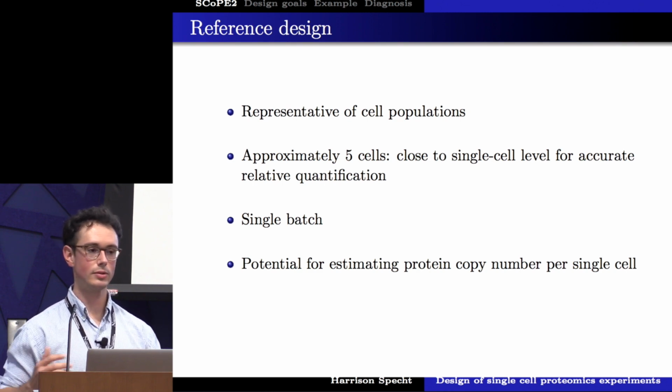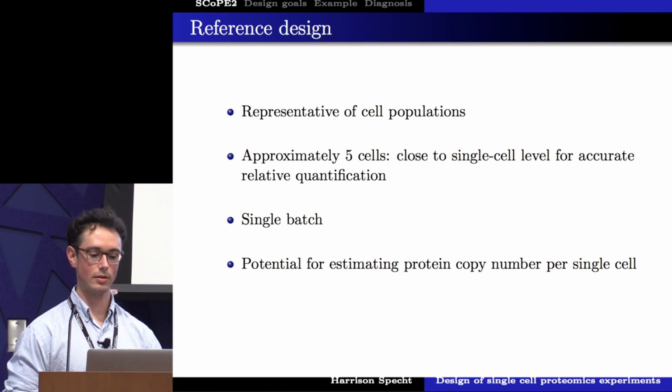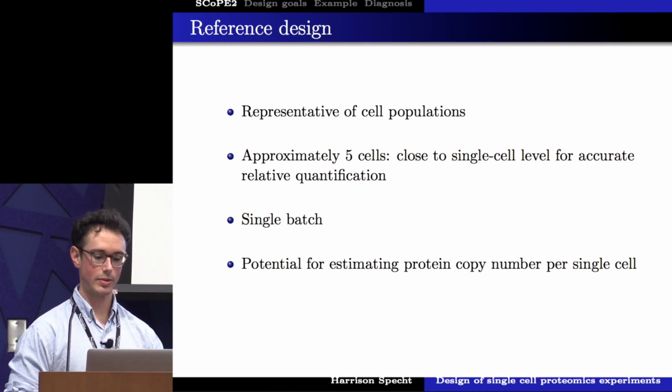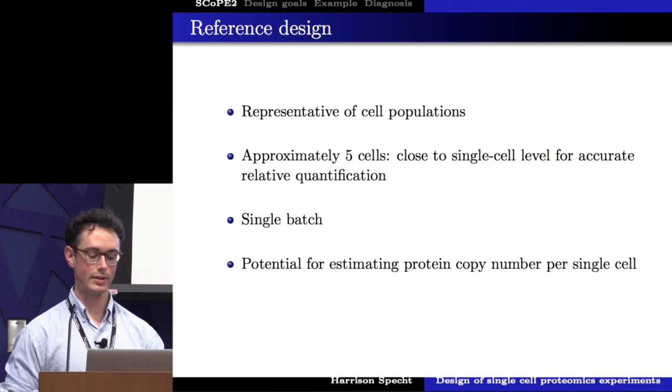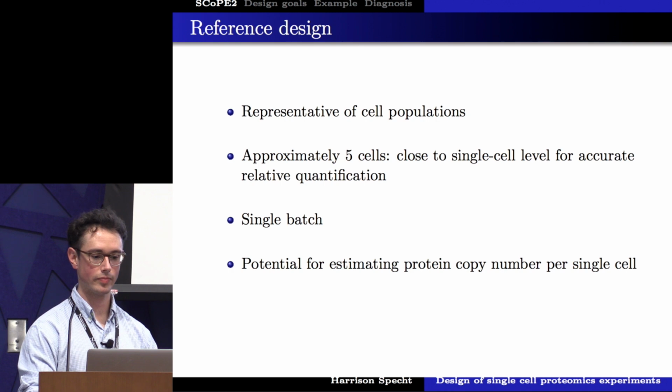And because we want to use it as a consistent denominator across all of the different sets that we want to quantify. And this also gives us the potential for estimating protein copy number per single cell. We can take a well-quantified synthetic peptide, spike it into our reference channel, and then use the relative amounts that we see in our single cells to extrapolate out protein copy numbers per single cell.